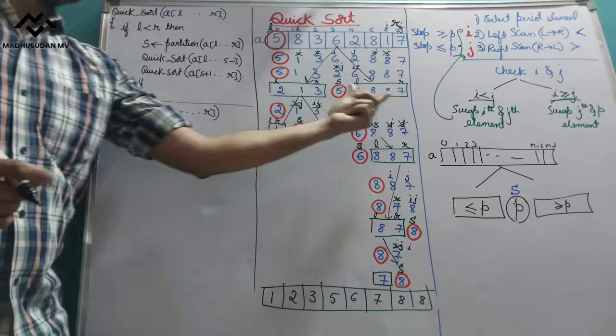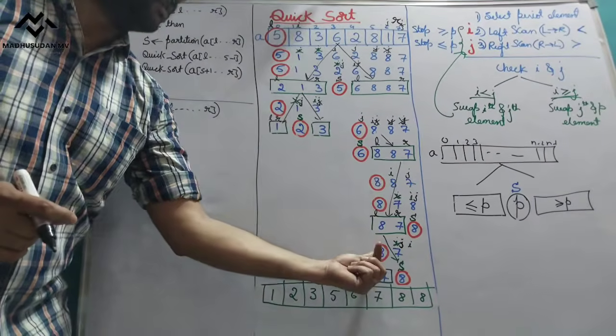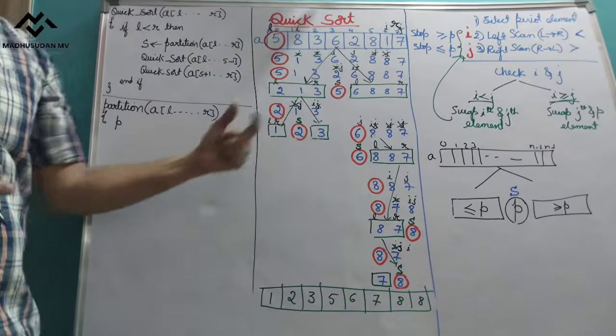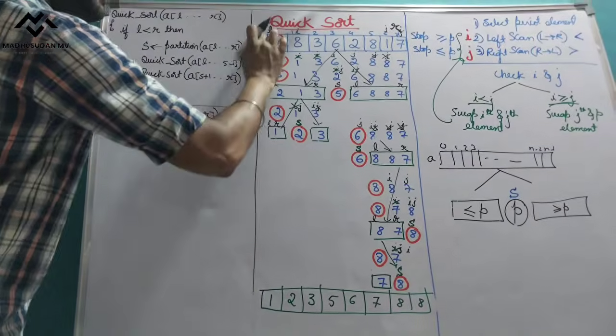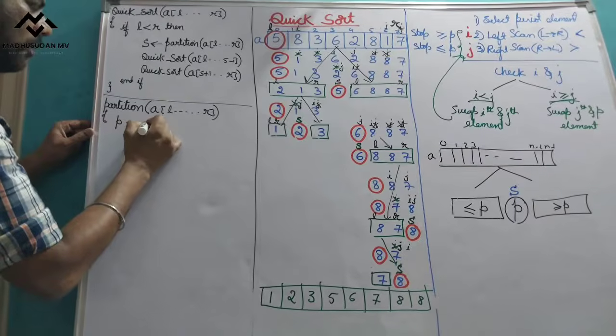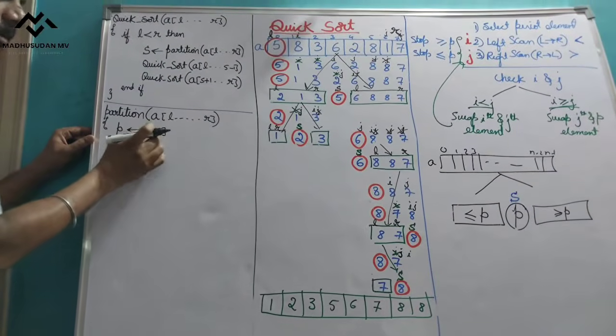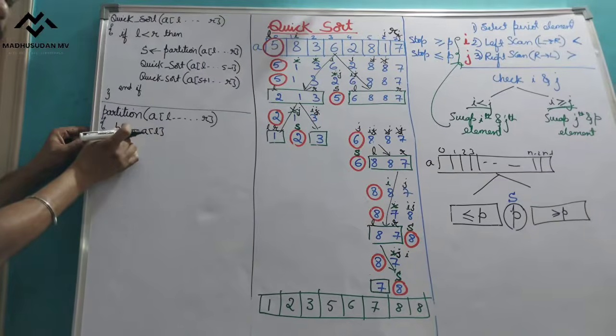Always we are selecting the first element. Which is the first element? A of L. Always A of L is the first element. So that element, A of L. Okay, this statement is nothing but selecting the pivot element. That is, the first element we select as the pivot element.